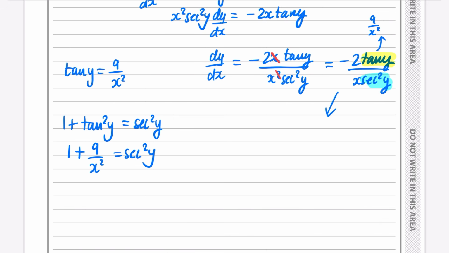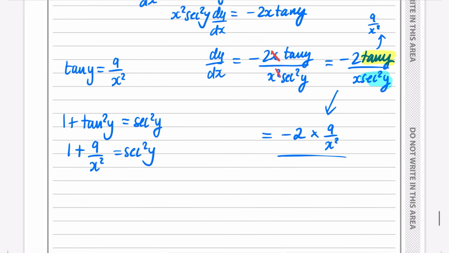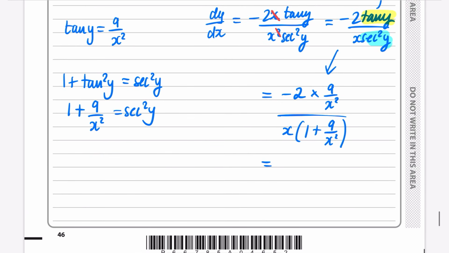So I'm going to take this thing here and I'm going to continue working on it. That is minus 2 multiplied by tan y, which is 9 over x squared, and we're going to be dividing by x sec squared y, which is 1 plus 9 over x squared. So for the numerator, we have minus 18 over x squared, and on the denominator, we have x plus 9 over x squared times x is just 9 over x.